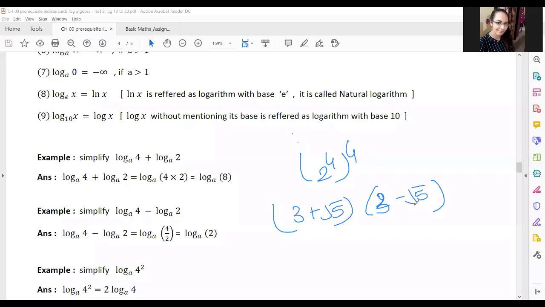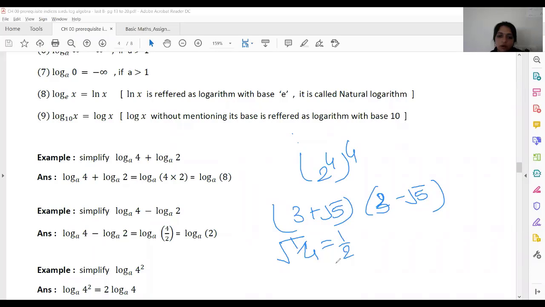Okay. Can anyone tell me square root of 1 by 4 is surd or not? It's not a surd. 1 by 2 is not a surd, because it gives an exact answer. So it is not a surd.